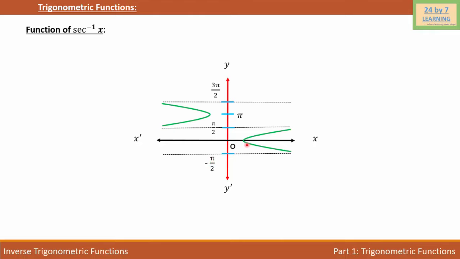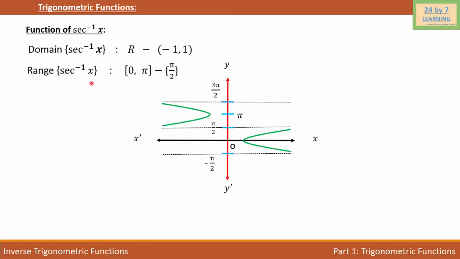So as you can see again, the function is not defined at pi over 2. So let's consider the domain and range. The domain of the secant inverse function is all the real values except negative 1 and 1. And the range is 0 to pi, excluding the value at pi over 2, because as you can see, the secant function is not defined at pi over 2.